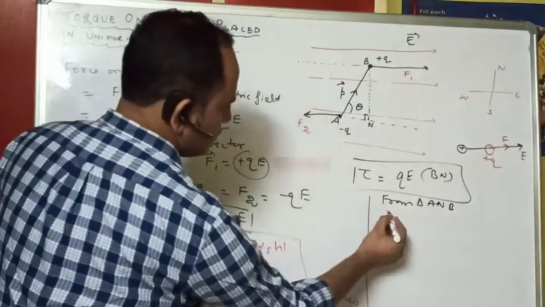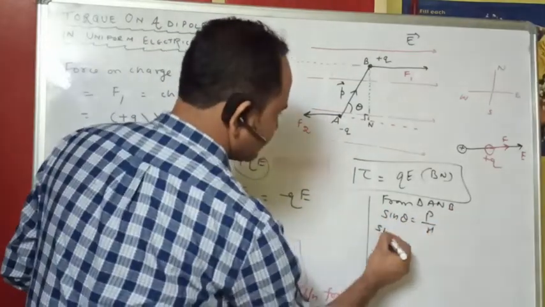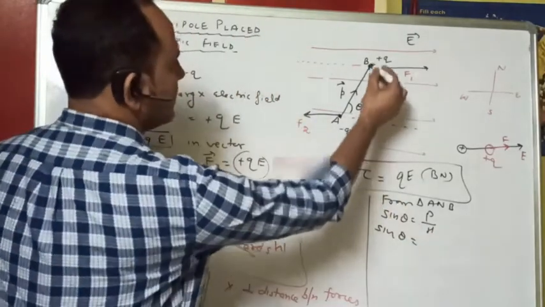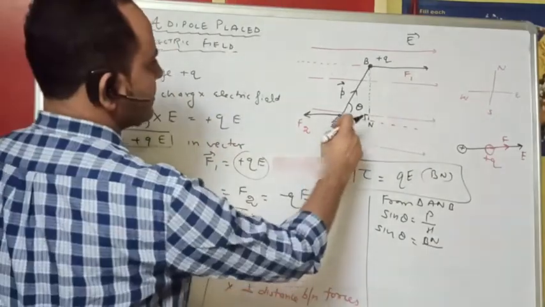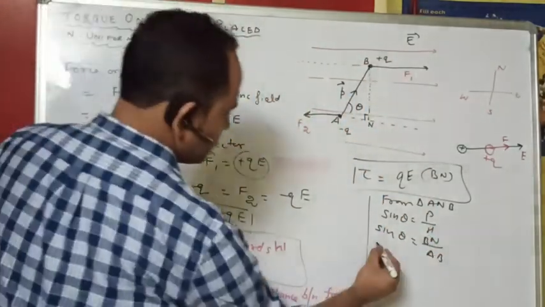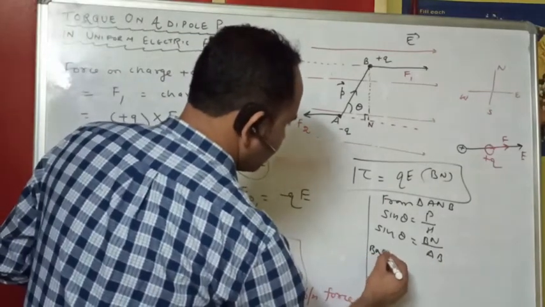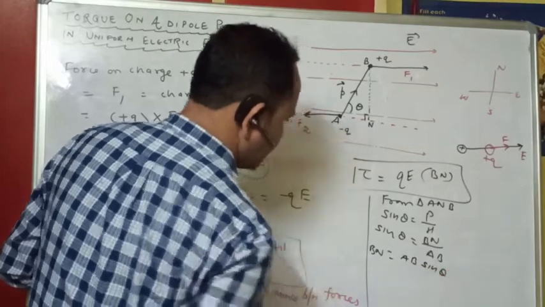So what will be the sine theta in this case? That will be perpendicular by hypotenuse. Here, BN is the perpendicular and the hypotenuse is AB. Okay, so what is the value of BN here? That is AB sine theta.